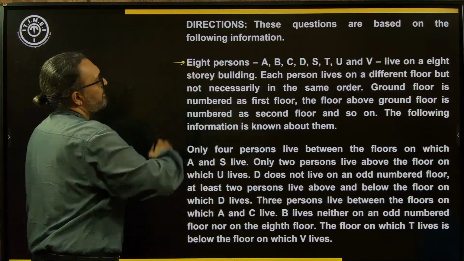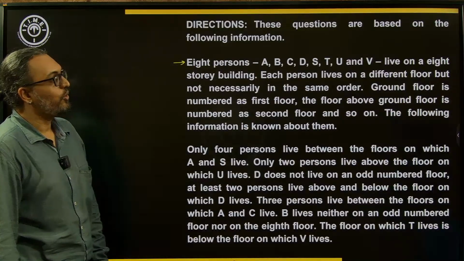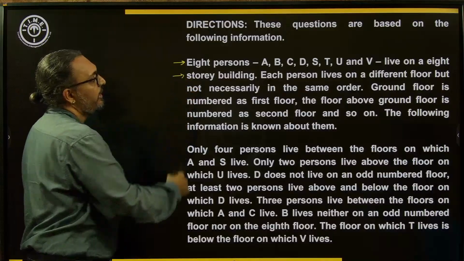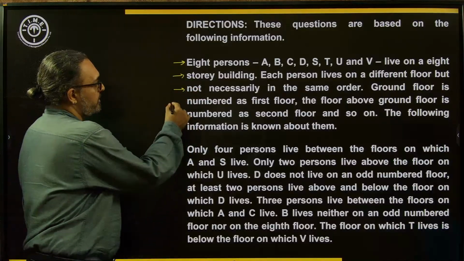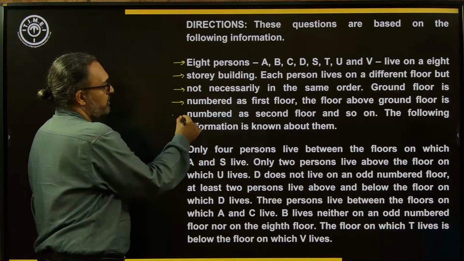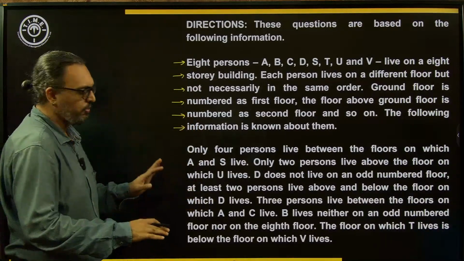The next we have is 8 persons, A, B, C, D, S, T, U, and V, live on a 8-storied building. Each person lives on a different floor, but not necessarily in the same order. Ground floor is numbered as first floor. The floor above the ground floor is numbered second floor, and so on. The following information is known. So 8 floors, 8 persons.